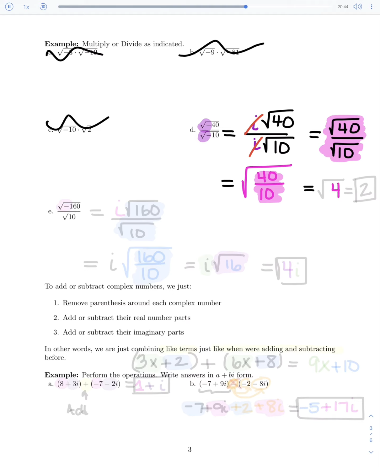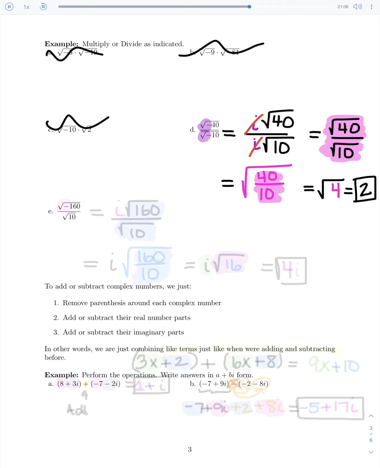Notice the square root symbol, though, is still there because we have not taken the square root yet. So my last step is just to remember I have to take the square root of what I have, which is 4. Well, the square root of 4 is just 2. So my final answer for this whole problem is just the number 2. Let's take a look at E.